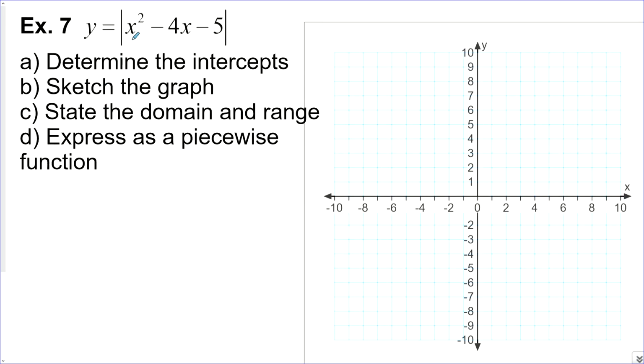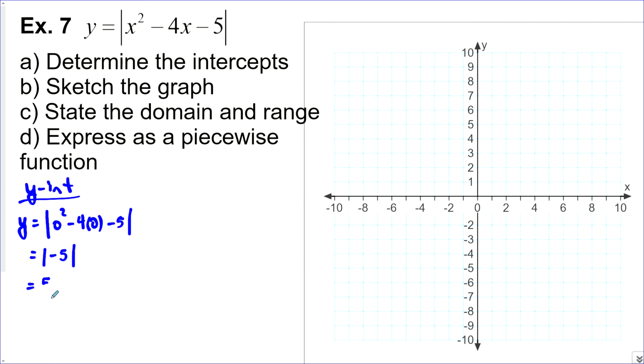Now let's do the absolute value of a quadratic. First, we'll determine the intercepts. That would be the intercepts of this, not the intercepts of the quadratic that's inside here. So we'll find the y-intercept first. That's when x is 0. So if we put 0 in there for x, we're going to end up with the absolute value of negative 5, which is just 5. So our y-intercept is 5.